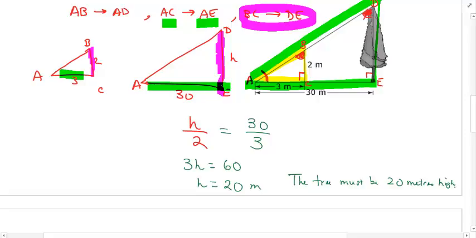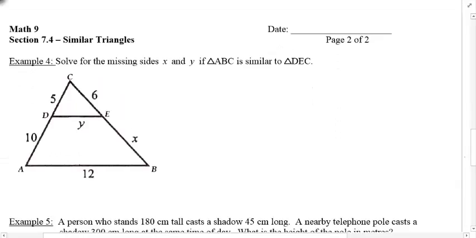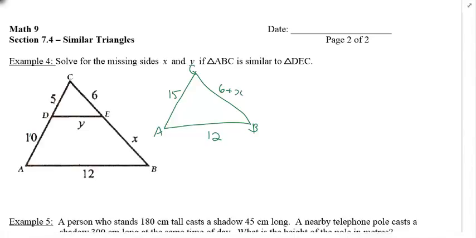All right. Number 4 on the next page. Whoa, another nested triangle. Okay. And I've told you that ABC, so the larger one, and I'll draw this out. ABC, that's 12. The length of AC would be 10 and 5, which would be 15. And the length of CB would be 6 plus X. Okay? That is similar to DEC, the smaller one, DEC, which we have 5, 6, and Y.